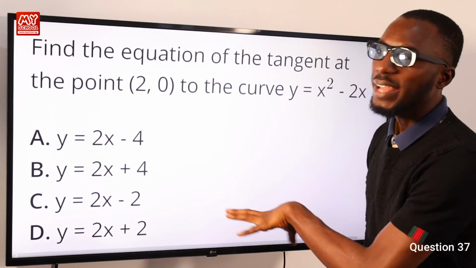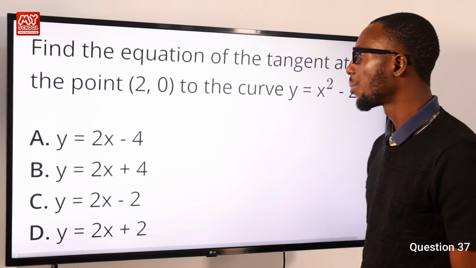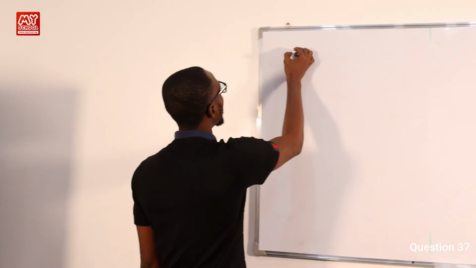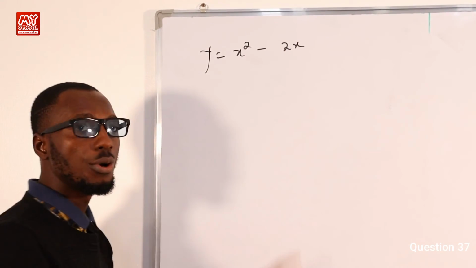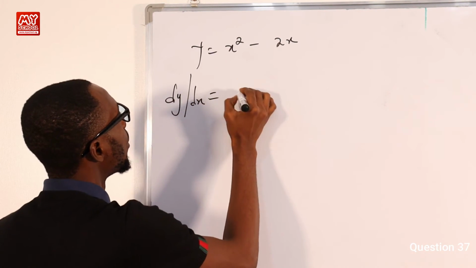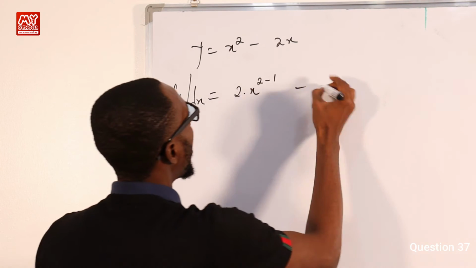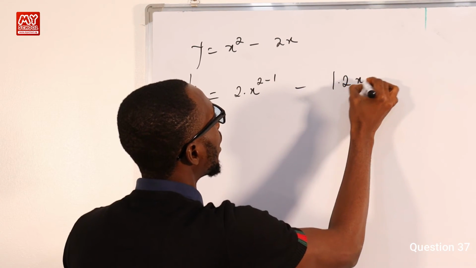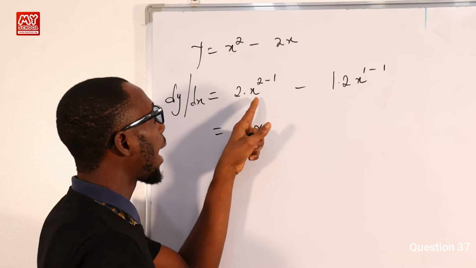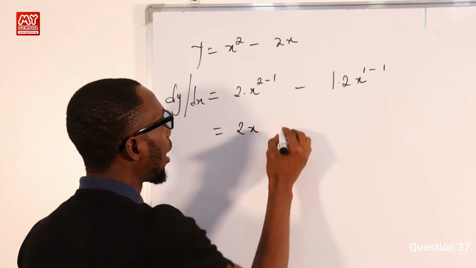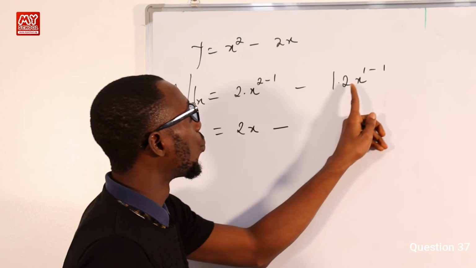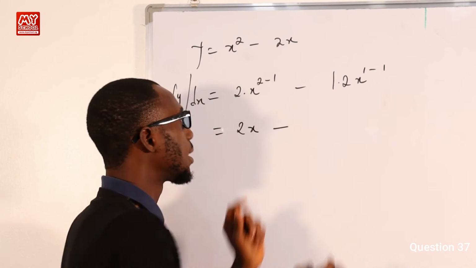Question 37. Find the equation of the tangent at the point (2, 0) to the curve y equals x squared minus 2x. So we have y equals x squared minus 2x. If we differentiate this, dy/dx would give you 2 times x raised to 2 minus 1, minus 1 times 2x raised to 1 minus 1. So that is 2 times x to the power 1, which is 2x, minus 1 times 2 times x to the power 0, that is 1, so 2 times 1, that is 2.